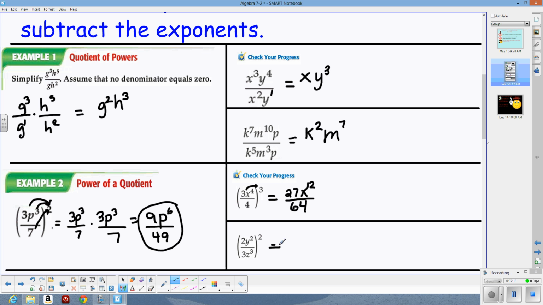And the last example like that, everything inside of here is to the second power. So 2 to the second power is 2 times 2 or 4. y squared to the second power is y squared times y squared, which is a total of 4 y's being multiplied together. And then on the bottom, 3 squared is 3 times 3, which is 9. And then z to the third squared means z to the third times z to the third, which is z to the 6th.